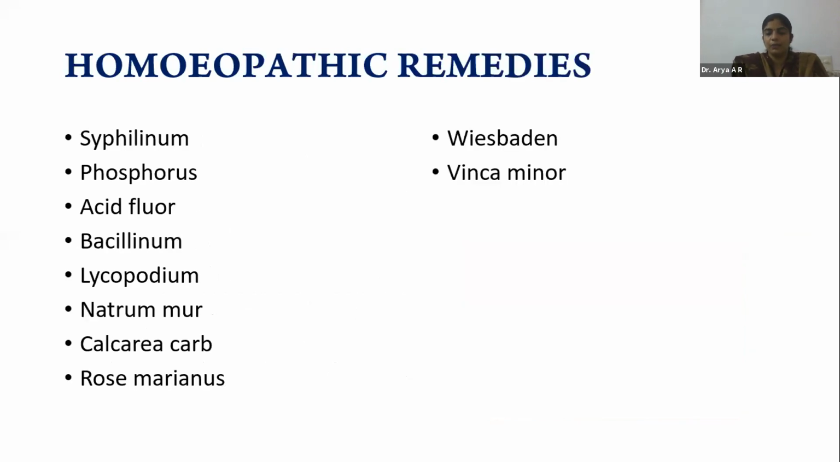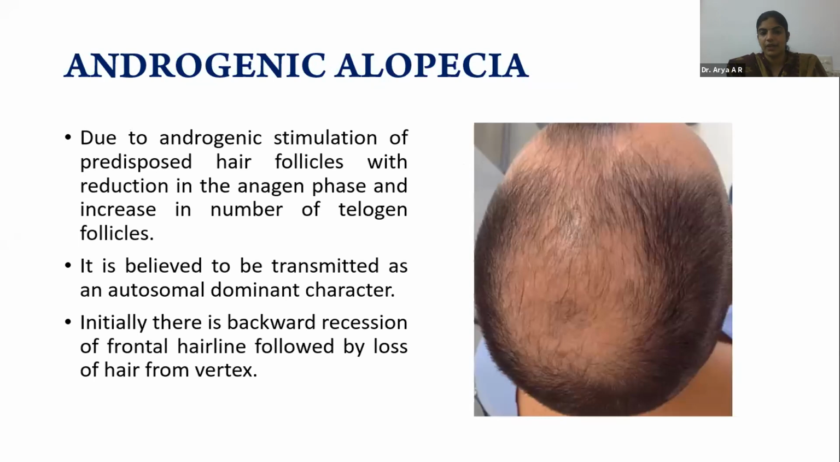And here the homeopathic medicines include syphilinum, phosphorus, acid fluor, bacillinum, lycopodium, natrum mur, calcarea carb, rosmarinus, visbadin, and vinca minor. You could see acid fluor has got a wonderful result in this condition of alopecia areata, and also syphilinum, vinca minor, etc. Here we could manage it with some acute remedies. I think within 3 to 6 months, the hair will regrow on that patchy area and cover the area.